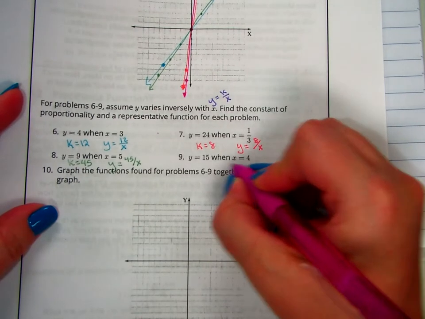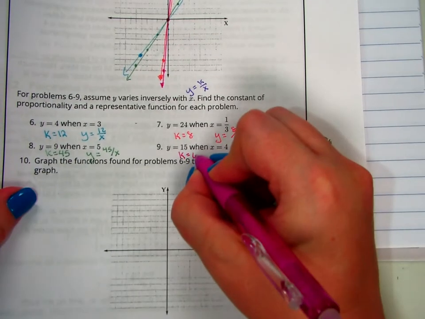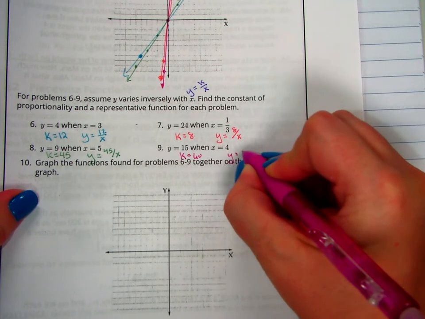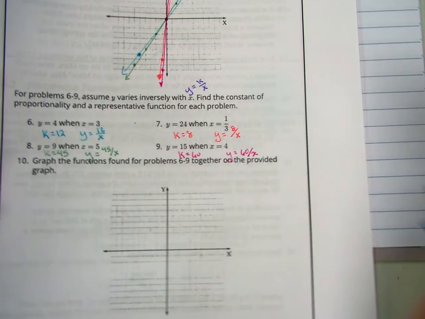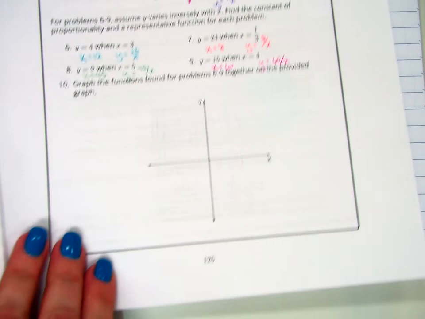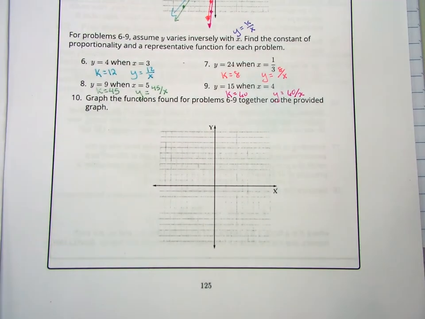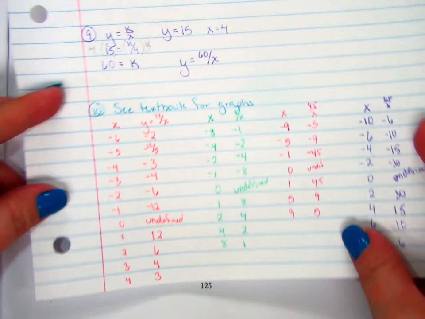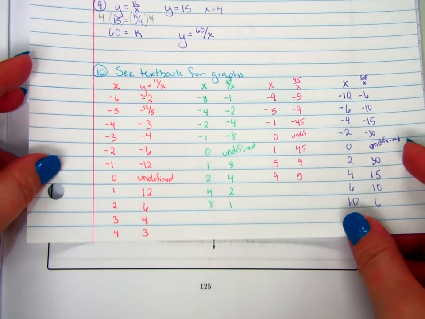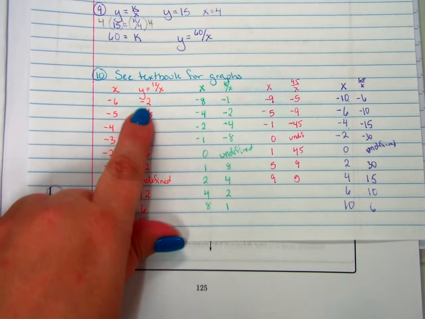Big numbers stick out. K equals 60. So y equals 60 over x. All right, it does want me to graph them. So what I've done is I already, because I do all this to make sure I know where we're headed, I've already made tables because remember we're supposed to do this without a calculator. So I already made tables for each one of these.